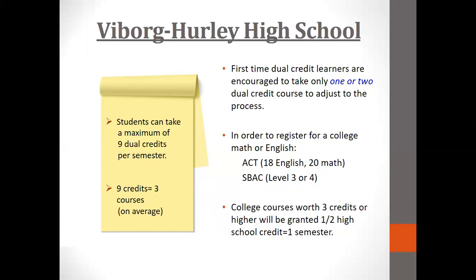And now in order to register for college math or a college English course, your ACT has to be an 18 for English and your ACT has to be a 20 for math, or your Smarter Balance testing has to be a level 3 or 4. But that's juniors at the end of their junior year, they take the Smarter Balance. And this year for spring of 2020, because of the pandemic, none of the juniors did take the Smarter Balance test. So that'll be something a little bit different that we'll have to do on a case-by-case situation.